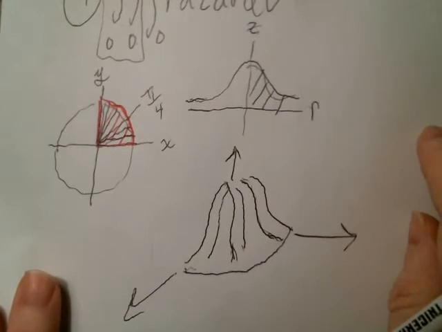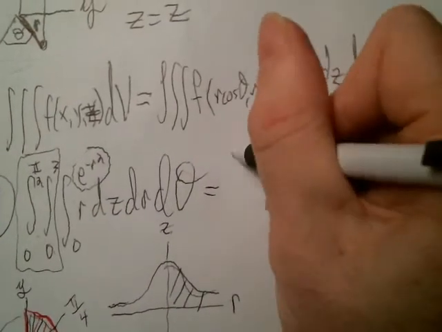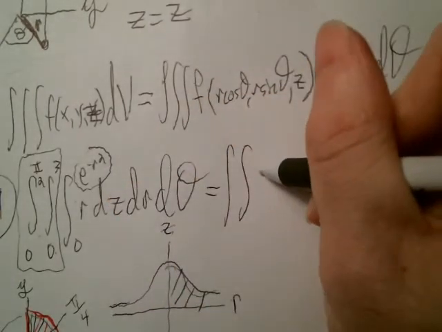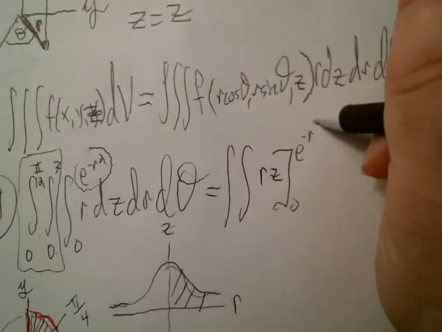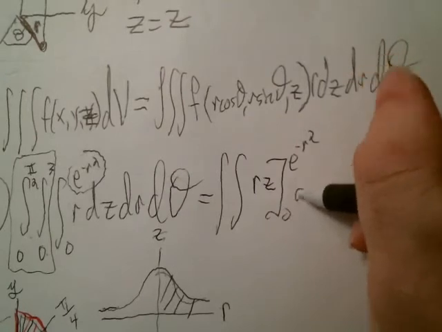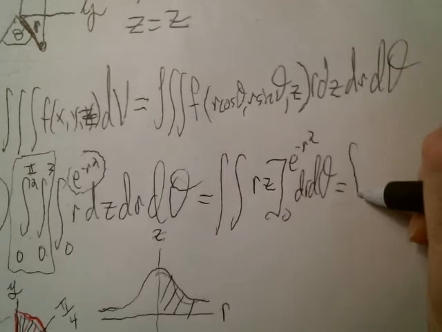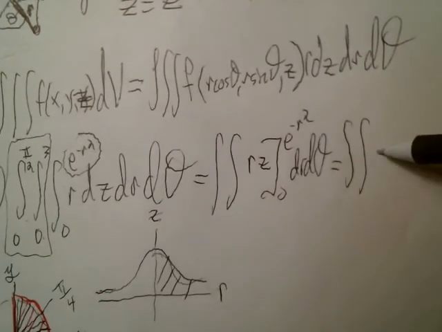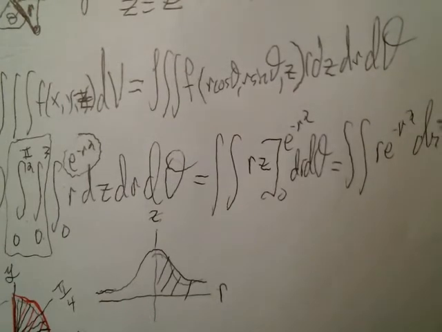Okay, they want you to evaluate the integral, so we can do that. That's the easy part, I think. So with respect to z, that will just be r times z evaluated from 0 to e to the negative r squared, dr d theta. And then this will equal the double integral. I'm plugging in e to the negative r squared for z. So I'll have r e to the negative r squared minus 0, which will just be r e to the negative r squared, dr d theta.